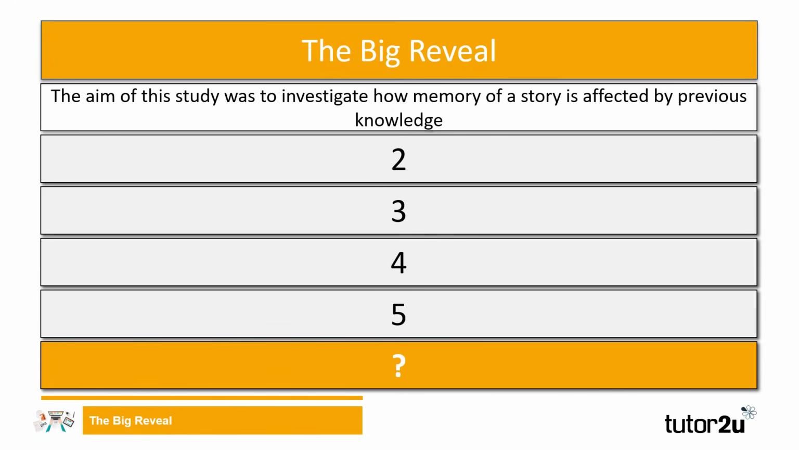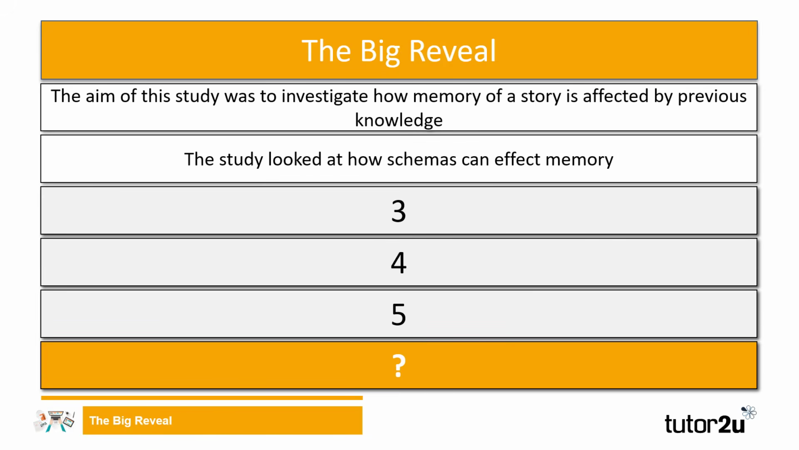So the aim of this study was to investigate how memory of a story is affected by previous knowledge. Can you guess what study I'm talking about? Now, you may be thinking, we don't have to actually know all these studies. You're right, you don't. The specification's recently been changed. But it's good practice to know research, not only for your research methods and issues and debates and discussion, etc., but you're going to have to use research to support or challenge theories as well. So which one am I talking about here?